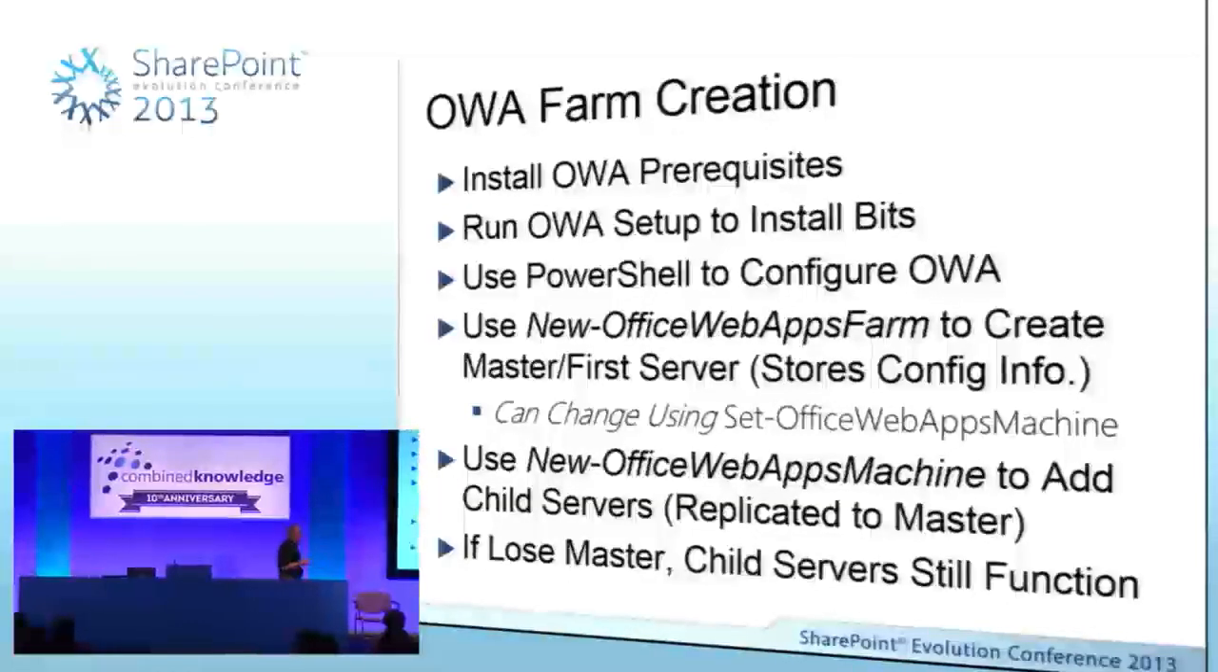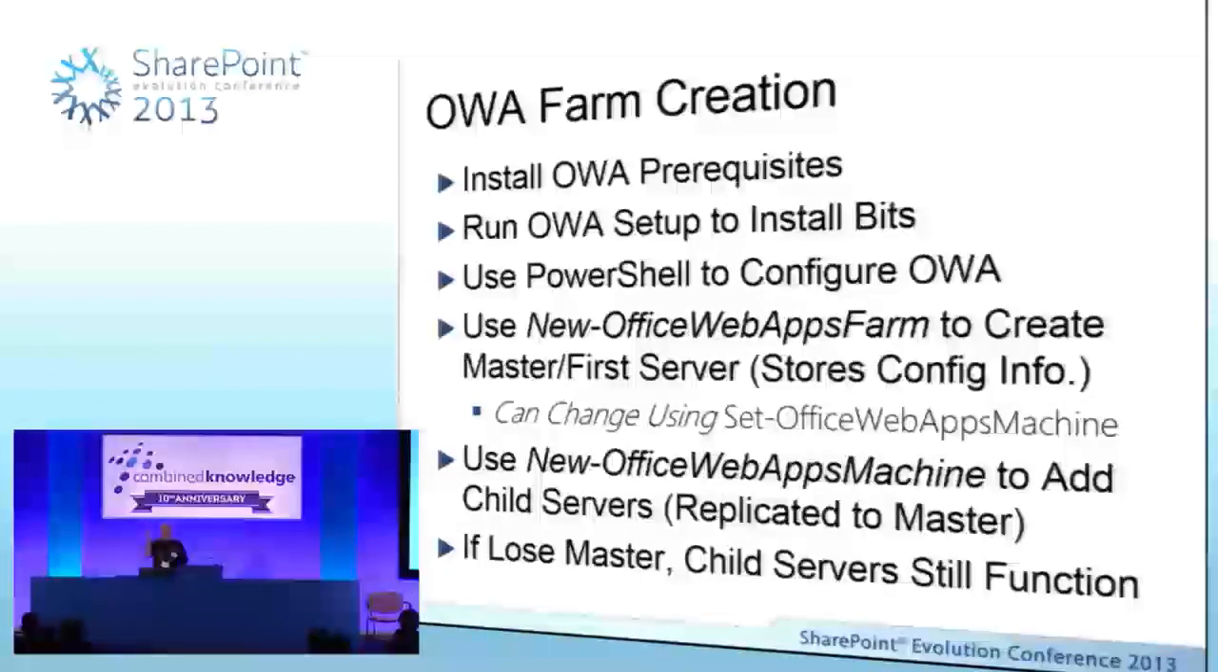So, OWA farm creation: we install the OWA prereqs. I've done that. What were the two prereqs? That KB article, whatever that number was, and we need the .NET Framework 4.5, and we need the server role set up. So that's been done already for us.